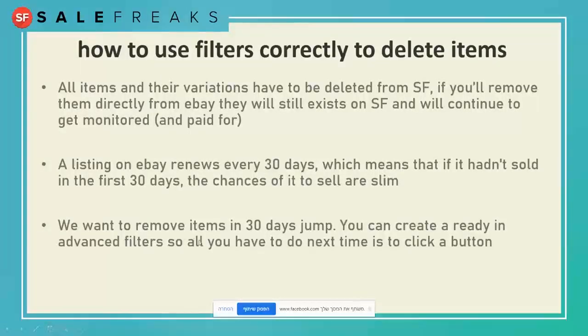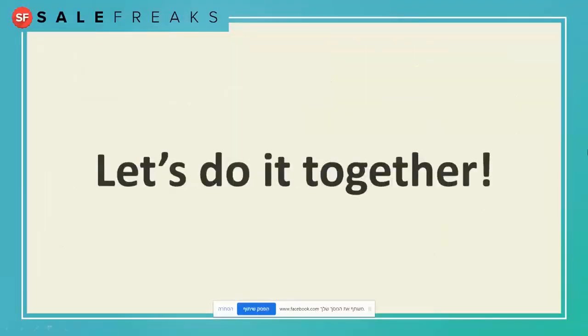So we want to remove items in 30-day jumps. You can create a preset in advanced filters, so all you have to do next time is click a button. When I do deleting, or to be more exact, my VA does it today, she deletes items in 30-day jumps. I will show you in a bit. You know what? Let's do it together.